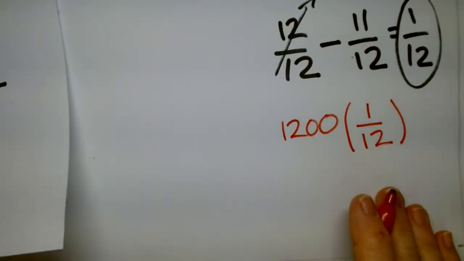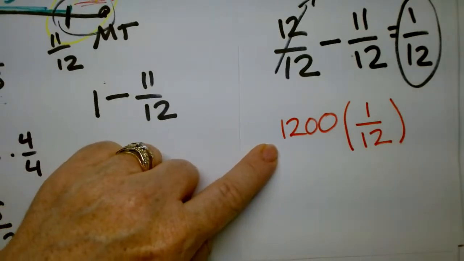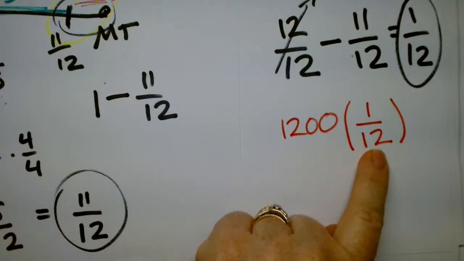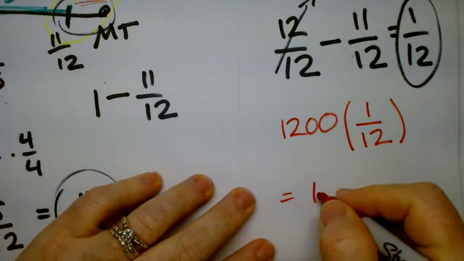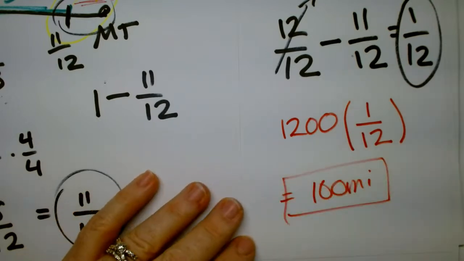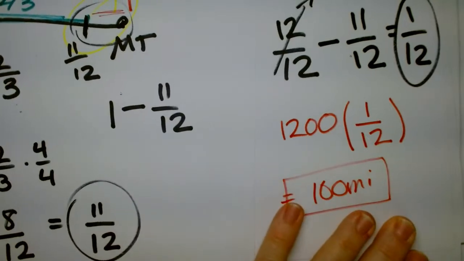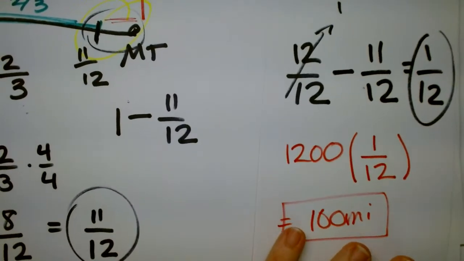So 1,200 divided by 12, can you do that in your head? Right? 12 times 100 gives you 1,200. So this is equal to, we only have 100 miles to go. And if you're driving a Ferrari, we can get there in an hour, right? But if you're trying not to get a speeding ticket, yeah, it's going to take us maybe an hour and a half, an hour and 40 minutes to get there.